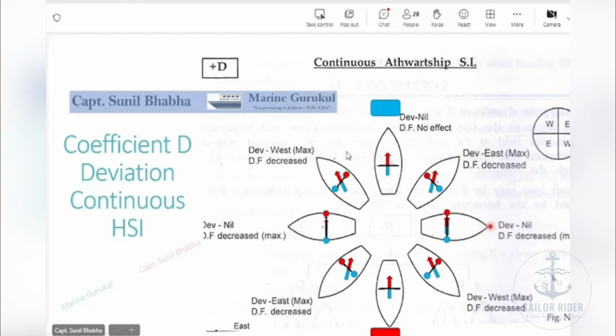easterly heading. Now you can appreciate here the deviation is proportional to sine of twice the compass course. When the heading is 0, 2 into 0 is 0 again, sine of 0 is 0, therefore 0 deviation. When the heading is 45 degrees, 2 into 45 is 90, sine of 90 is 1, which is the maximum value, generating maximum deviation here. And when the vessel is heading in the easterly direction, heading is 90, 2 into 90 is 180. Sine of 180 is again 0, thus giving us a 0 deviation.